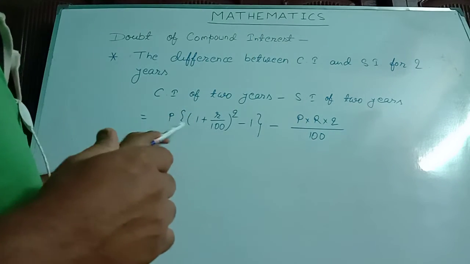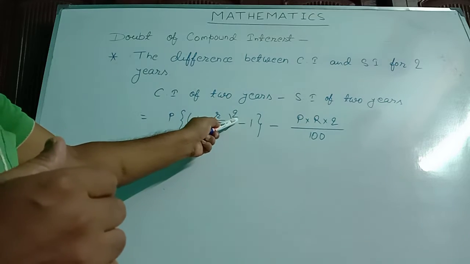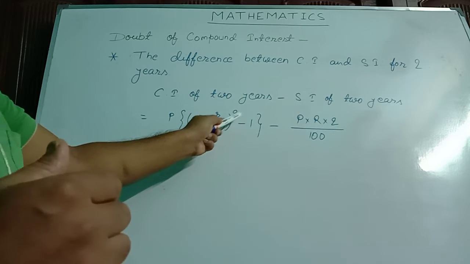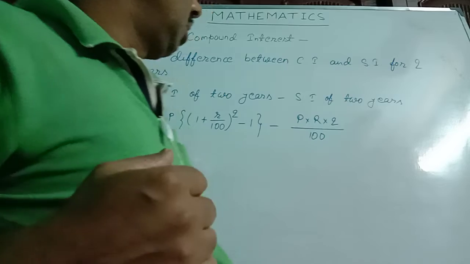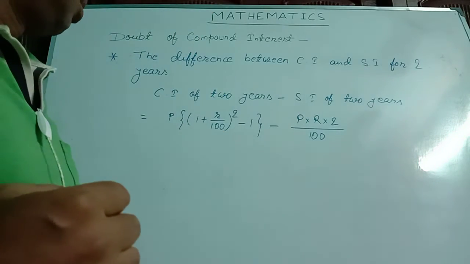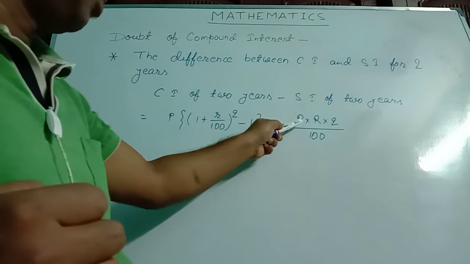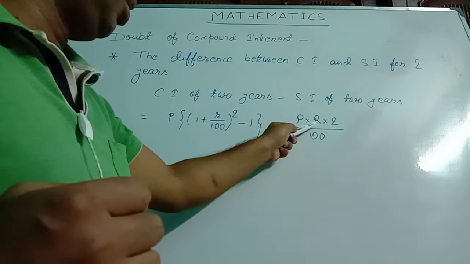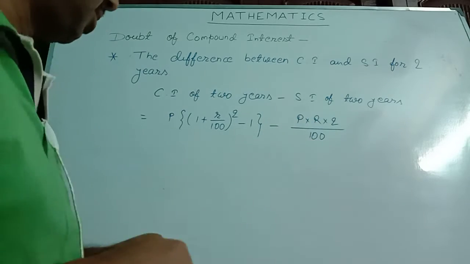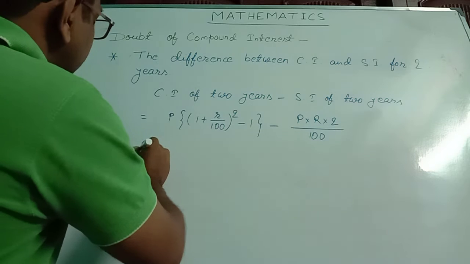You know P is principal, R is rate of interest. This is the place of n. N means the number of years, that is 2, minus 1. This is CI for 2 years, and SI for 2 years I wrote P into R into 2 by 100. Let us simplify it.